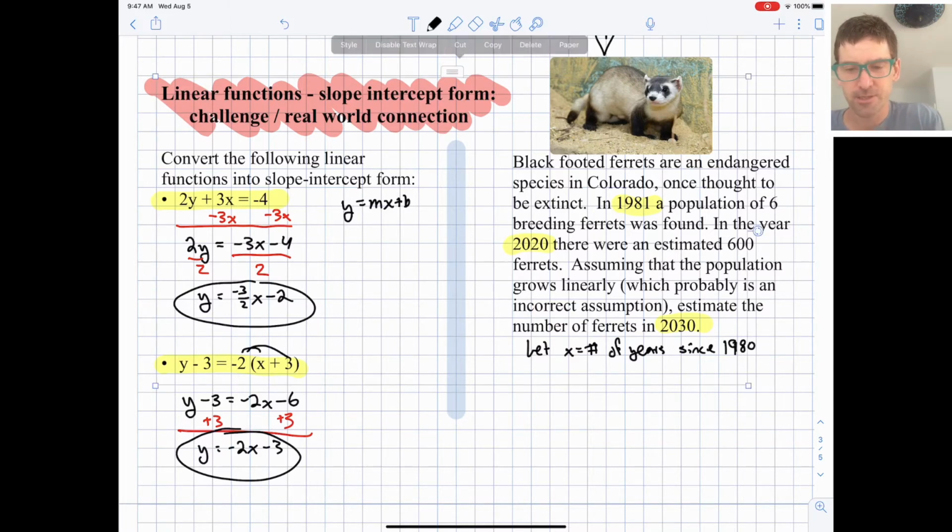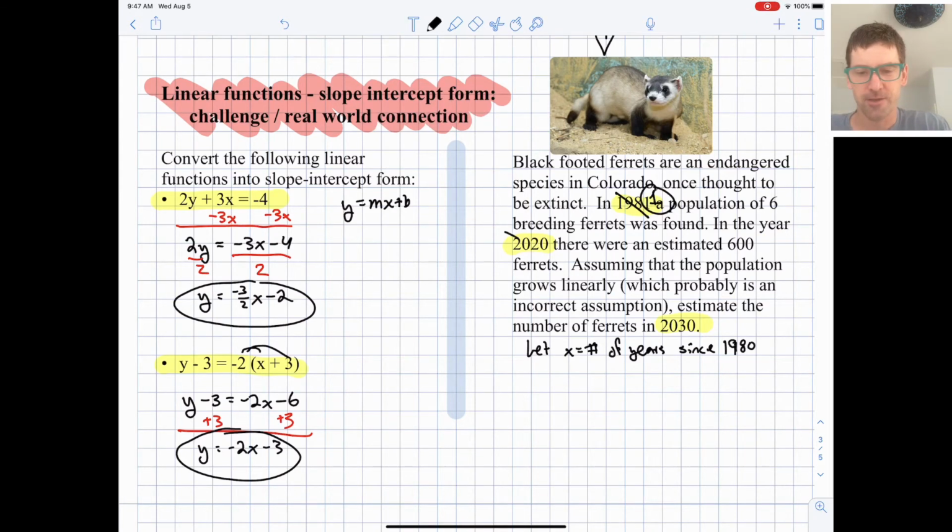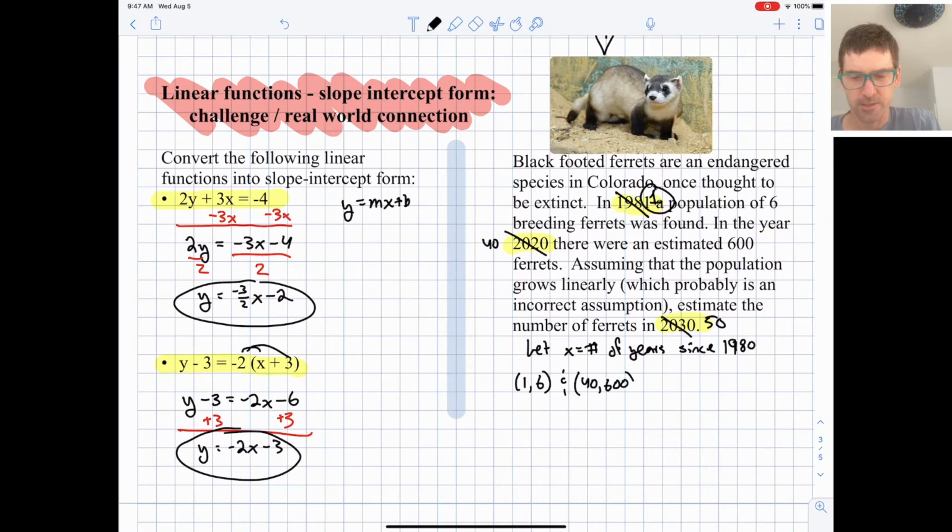Okay, so this value of x right here is actually year 1. I don't know if that shows up. This value of x is year 40, and this value of x is year 50. Okay, so we've sort of converted our years into a different scale. So we have a couple points that we can deal with. We have a point in year 1, we had 6 ferrets, and in year 40, we had 600 ferrets. So we can find a slope, we can find a y-intercept, we can find an equation, and then we can plug in our predicted year for year 50 to find the predicted number of ferrets.